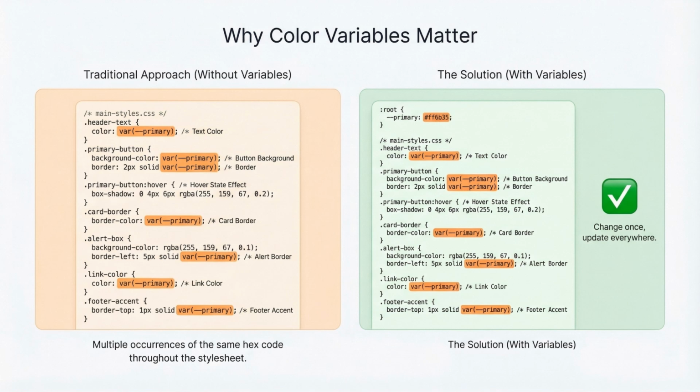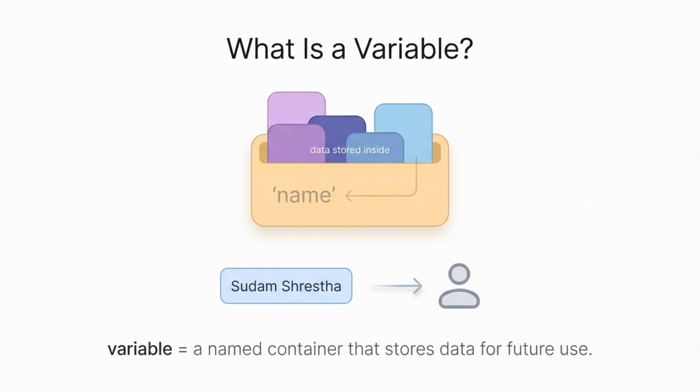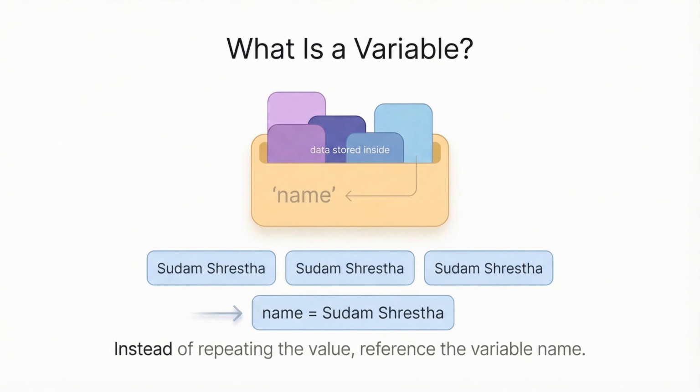When you want to change the color, you update it in exactly one place, and every element using that variable updates automatically. Before we jump into the syntax, let's understand what a variable actually is. Think of it as a named box, a container that holds some data. In programming, any language, JavaScript, Python, CSS, uses the same concept. You give the box a name, put data inside it, and later you just call that name to get the data back out.